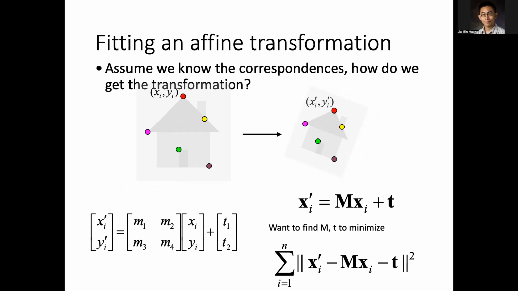I want to find what is the transformation, M and t, such that if I transform those points xi, that should be very close to xi'. Okay, so I want to find the transformation.